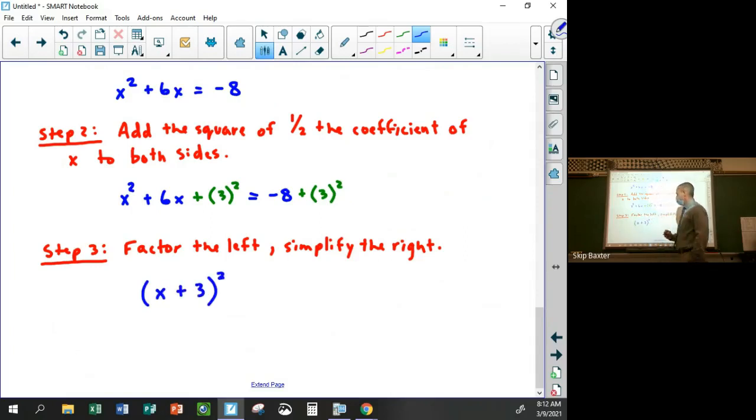Now, just by the way we pick this number, this half the coefficient of x and then squared, it's always going to factor the same way. It's always going to be whatever this is goes here, and whatever this is goes here every time. Just by the way you pick those numbers, that's always the way it's going to factor. And then on the right, you have -8 plus 9, which is 1. Everybody understand so far?